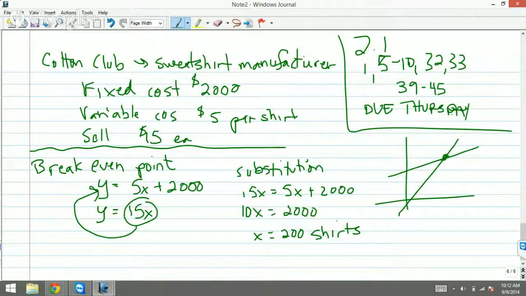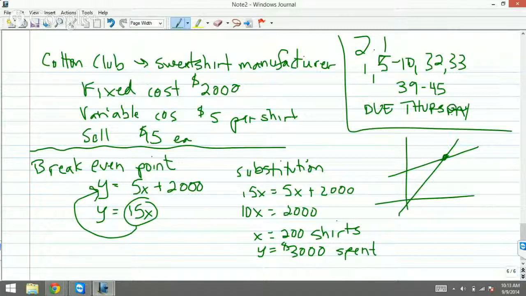That's actually not very much for a manufacturer. How much profit are they making, or how much have they spent? 200 times 15 is... What did it be times 5? Yeah, times 5. You get the same answer. You plug 200 into either one. 200 times 15 is 3,000, or 1,000 plus 2,000. So it doesn't matter. They've spent $3,000, sold 200 shirts, but they have made $0 profit. Because they've made 3,000, they've spent 3,000, $0 profit.